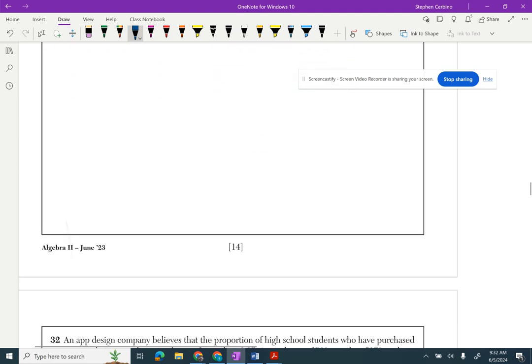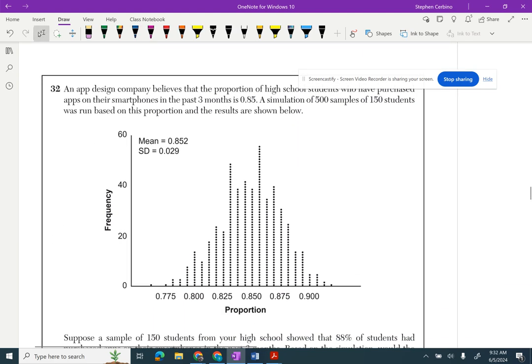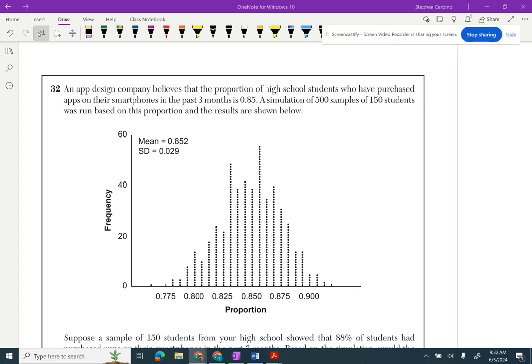All right, let's take a look at the next question. The next question tells us that we have this app that's being designed. They have purchased something for apps on smartphones for past 3 months, and the proportion of people that have the app is 0.85. They did a simulation of 500 samples, so each one of these dots is a sample of 150 students. And the mean of all the simulations and the standard deviation of all the simulated data is given to you in the little distribution plot.